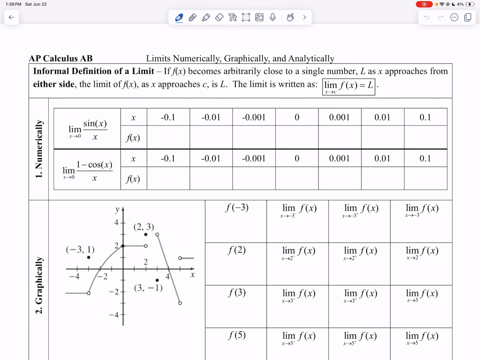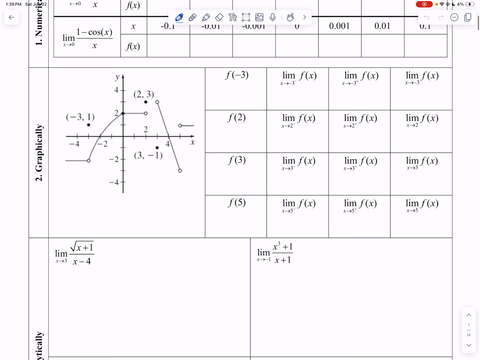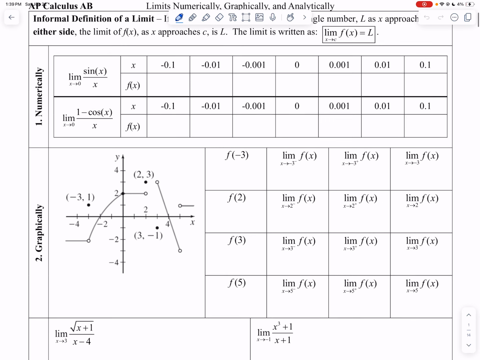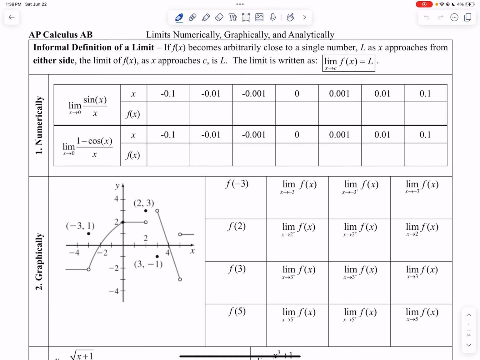Alrighty, today we are going to be talking about limits numerically, graphically, and then algebraically whenever we have time. But first, we've got to talk about the definition of a limit.